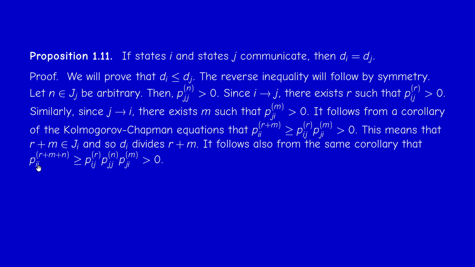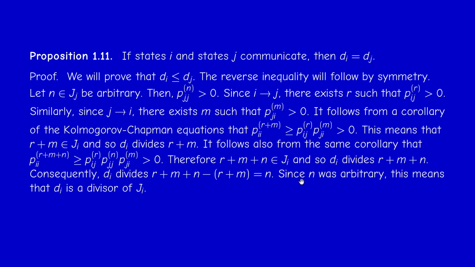Now again, there is also actually a loop starting from I of length r plus m plus n. Why is that? Because think of it graphically. I can go from I to J in r steps, then go from J to itself in n steps, and then from J to I in m steps. So if you concatenate or juxtapose all these paths, you get a loop starting from I of length r plus m plus n. So this is another way of seeing this. Okay, so I, J, J, I, J, J, J, I. Therefore, r plus m plus n belongs to JI by definition. And since di is a divisor, then di divides r plus m plus n. So di divides r plus m and r plus m plus n. Therefore, it divides the difference, which is n.